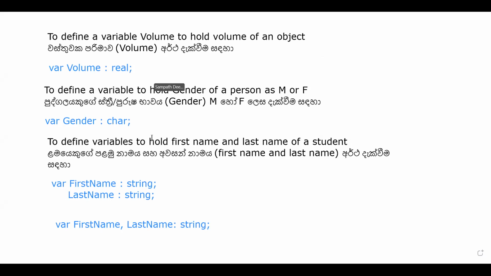So when you're defining, you can put it separately like this: var first name string, last name string. You don't have to type it again. Typing once is enough. And since both the data types are string values, you can combine the names like this: var first name, last name, then you can say it's the string data type.